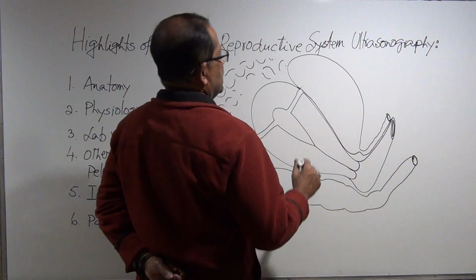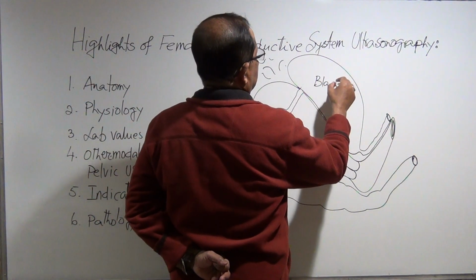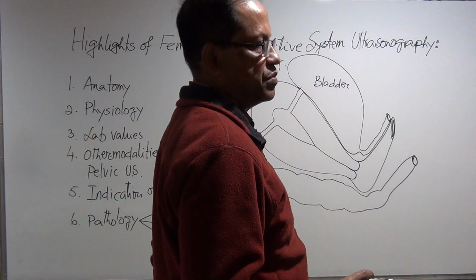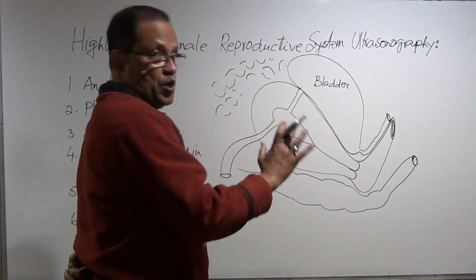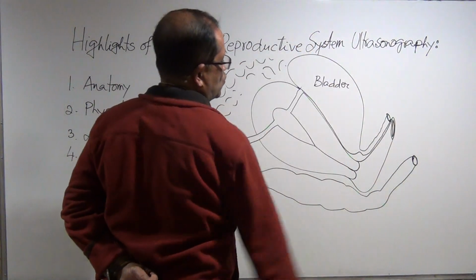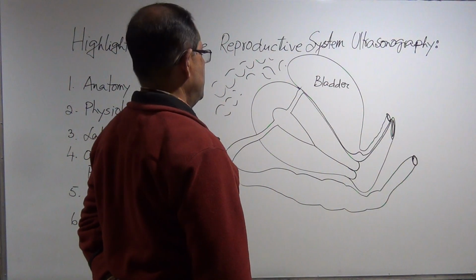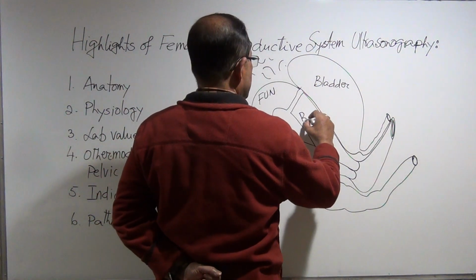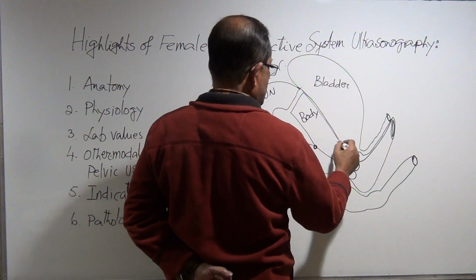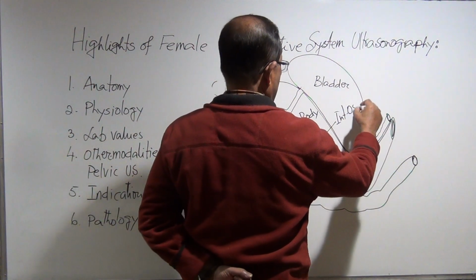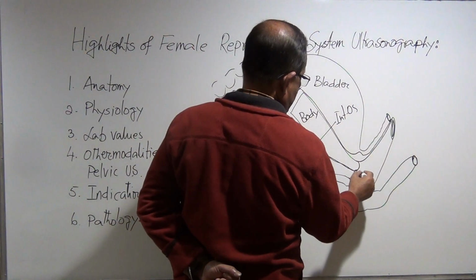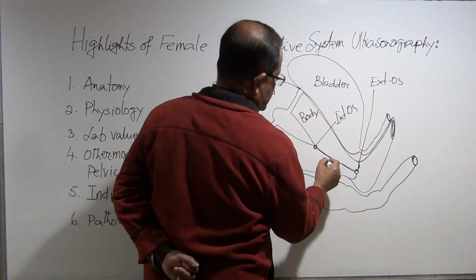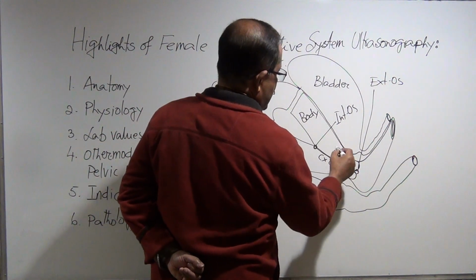Remember this. This is the bladder. Bladder is anterior to the uterus. I will draw a couple of diagrams, but this is one of them, and this corresponds with the sonographic presentation in sagittal view. This is the uterus, this is the fundus, that is the body, and this is the internal os. This is the cervical canal, and this is the external os. This is the cervix.